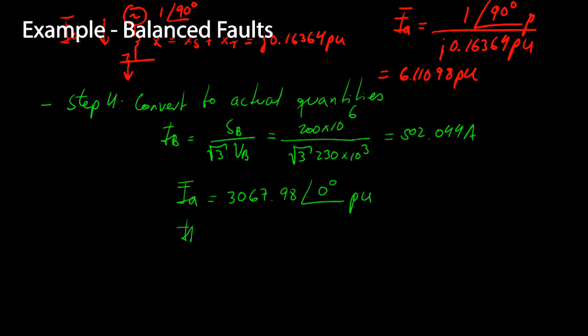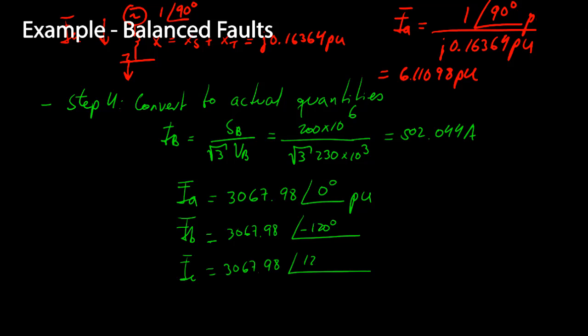Now again, the B and C phase currents, since this is a balanced fault, are going to have the same magnitude, so 3067.98 for both. And in this case, we're using an ABC rotation system. So the B phase is going to be lagging by 120 degrees, and the C phase is going to be leading by 120 degrees. And this is not in per unit, this should be in amps. So all of these results are in amps.